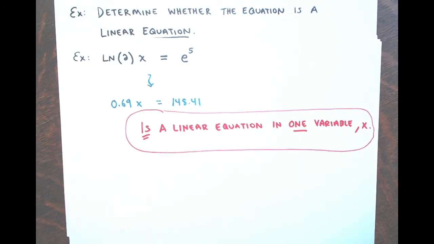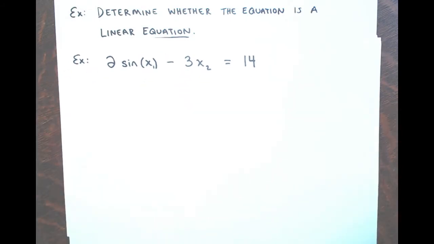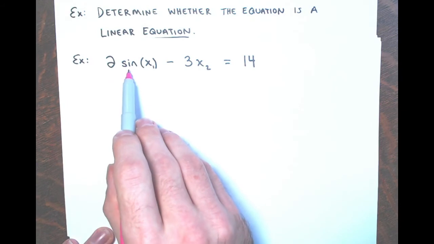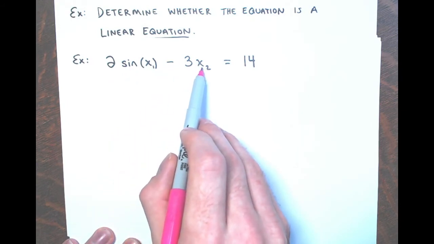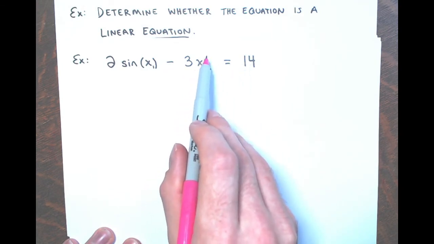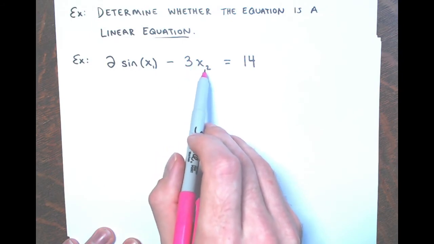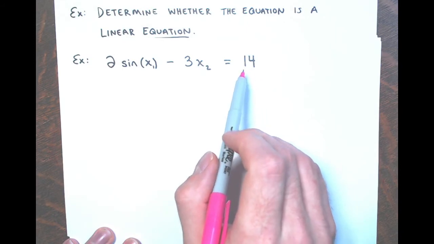Great. All right, so one final example here before we get into the second part of the video on graphing linear equations. So here, is this a linear equation or not? All right, so I have 2 times the sine of variable x1 minus 3 times the variable x2 equals 14. This term's fine. It's got a variable of the first power. No special symbols with variables in it. No variables in denominators. There's a constant term over here.